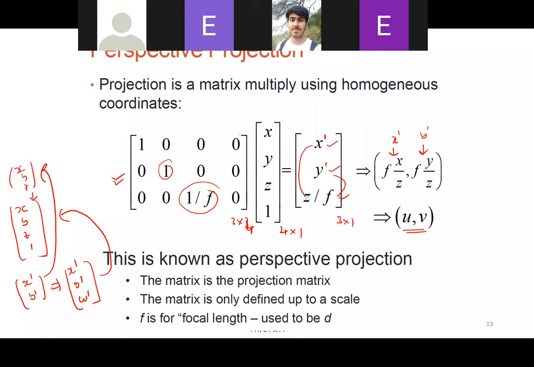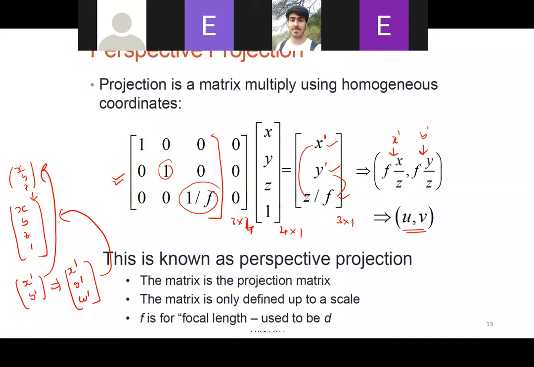Sir, why are we extending the dimensions of the matrix to 3 cross 4 when we can do this with the 3 cross 3 and 3 cross 1 matrix as well, right? 3 cross 3, yes, sir: 1, 0, 0, 0, 1, 0, and 0, 0, 1 by f. Still here? Yeah, and this with x, y, z only.